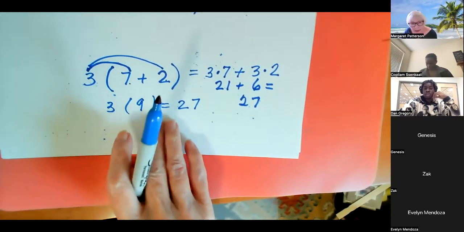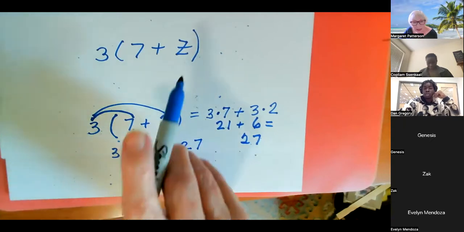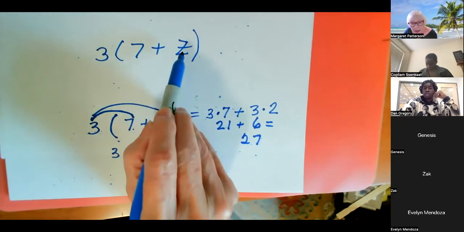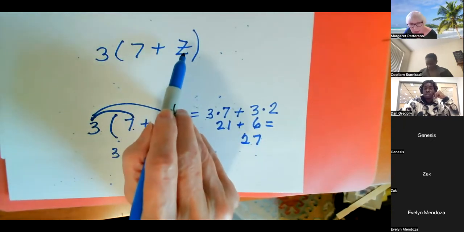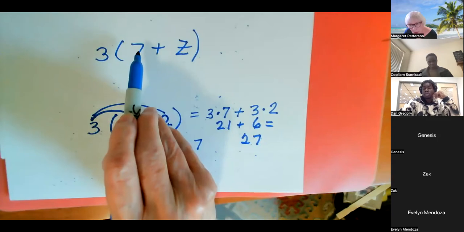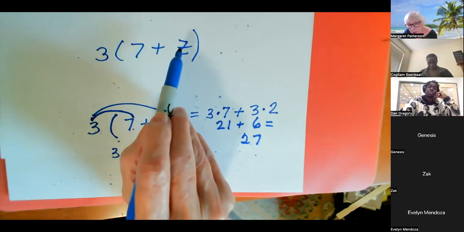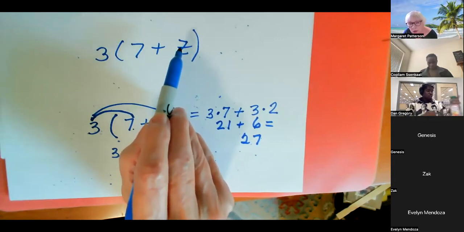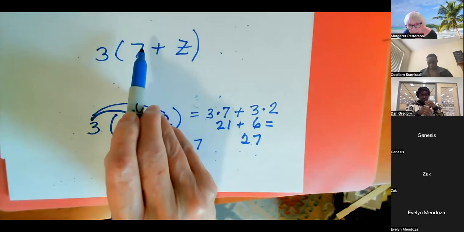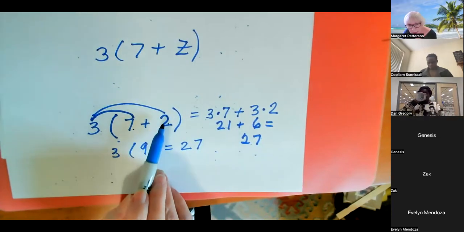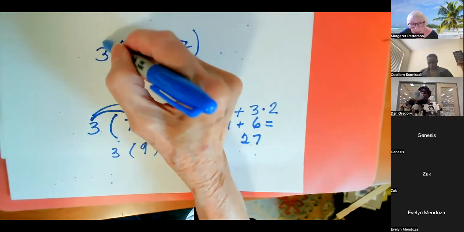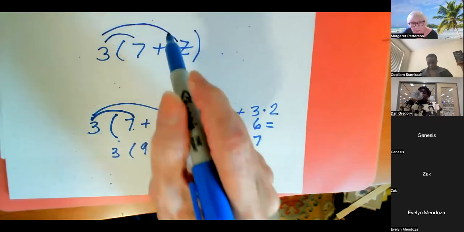Why did I do that silly problem? Because in this problem, I'm unable to add this and this. This is a 7, nobody will argue. This is letter Z, which is a number that we don't know. We don't know what this number stands for, and we may never know. So what are we forced to do? We cannot add them like I could here. And so we have to apply the distributive property.